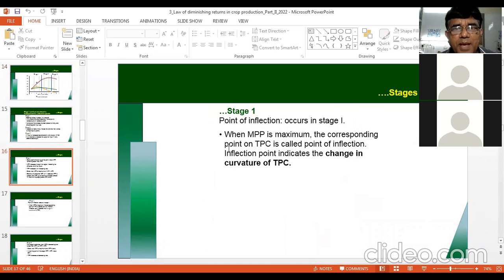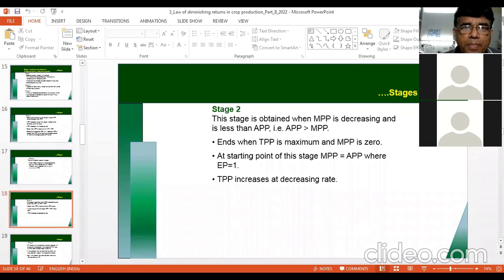So when MP is maximum, the corresponding point on TP is called the point of inflection. The inflection point indicates the change in curvature of the TPC, total product. This is obtained when MP is decreasing. Here MP is not negative, it is 0 or positive.